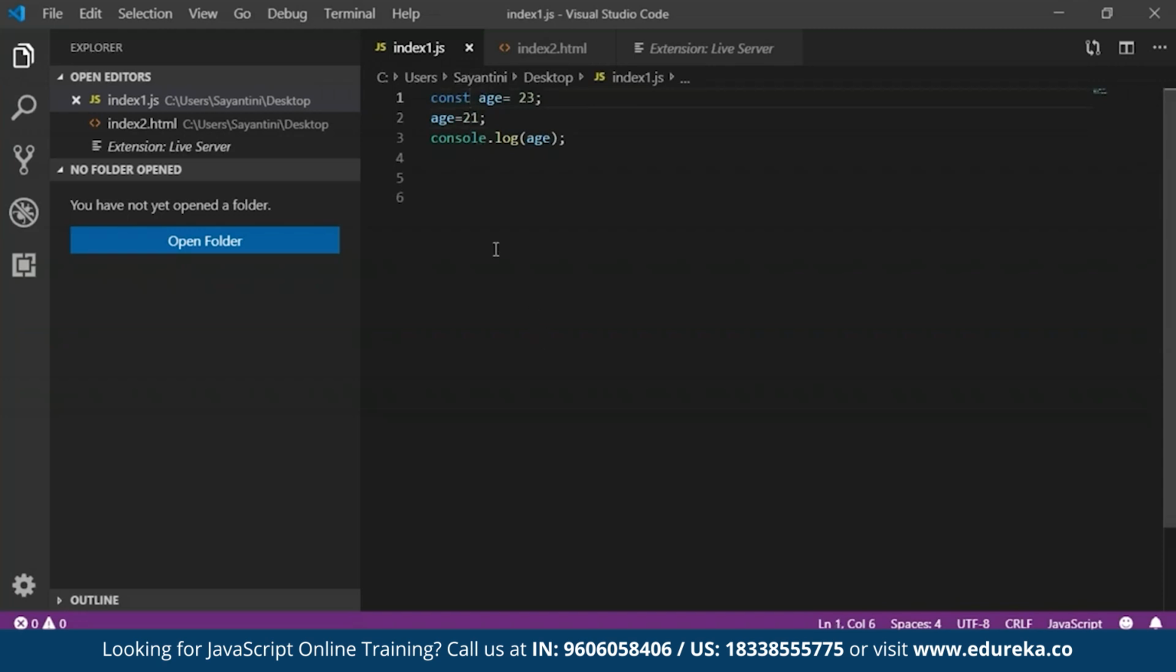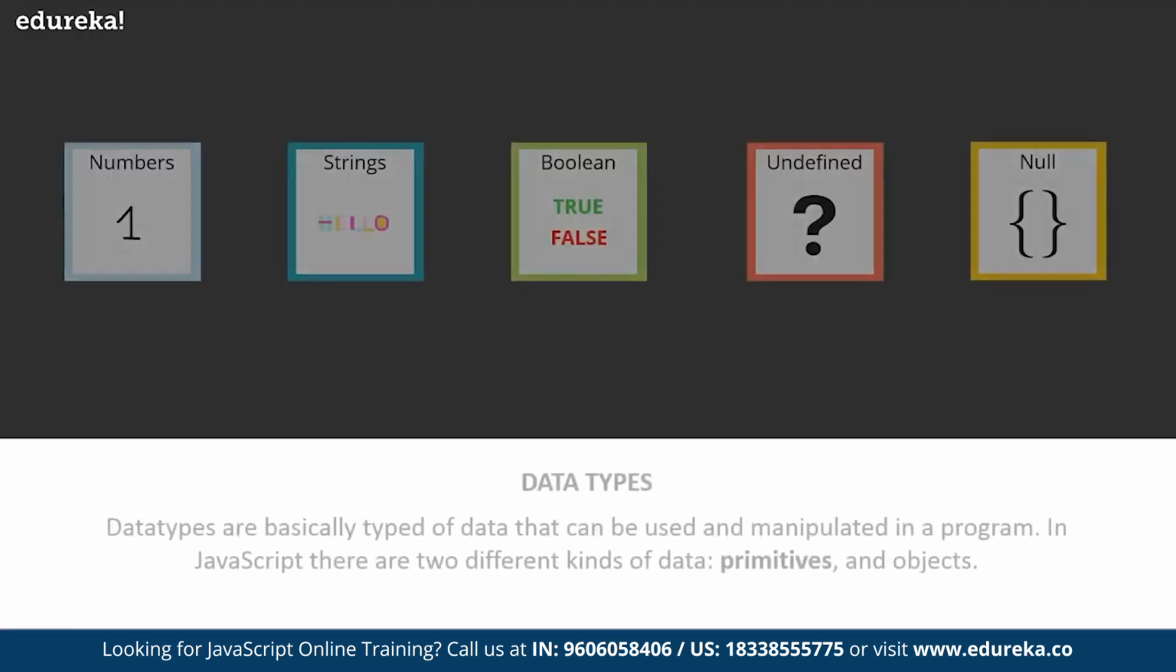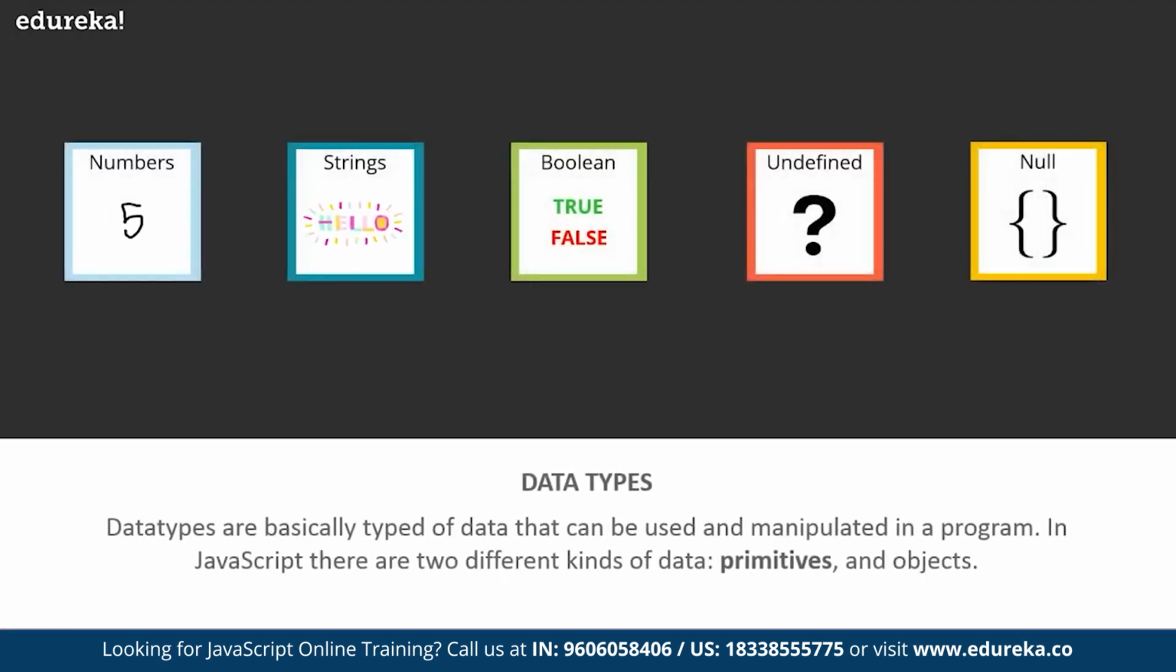Now that you know what variables and constants are, you must be wondering what kind of values we can assign to these variables. So let's move ahead and have a look at the different data types that you can use. Here we have two different types. First we have the primitive or value types, and then we have the reference types. First we will have a look at the different primitive types. Data types are basically the type of data that can be used and manipulated in a program. The different data types include numbers, strings, boolean, undefined and null.